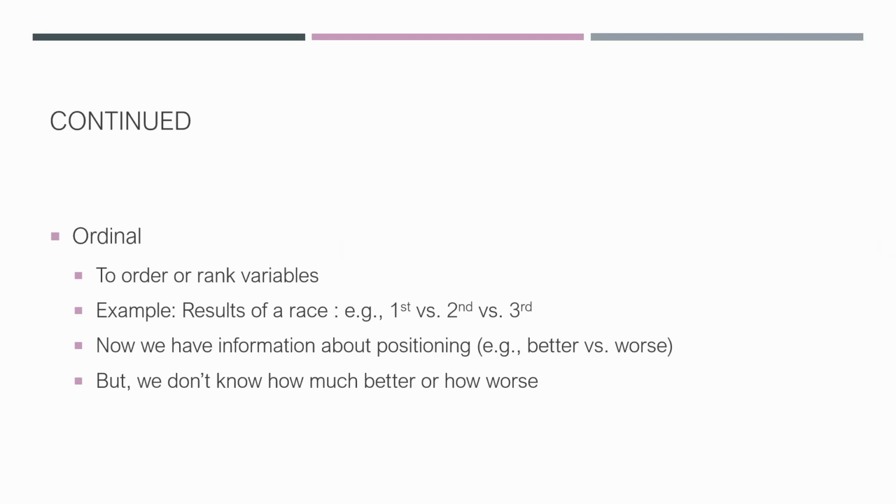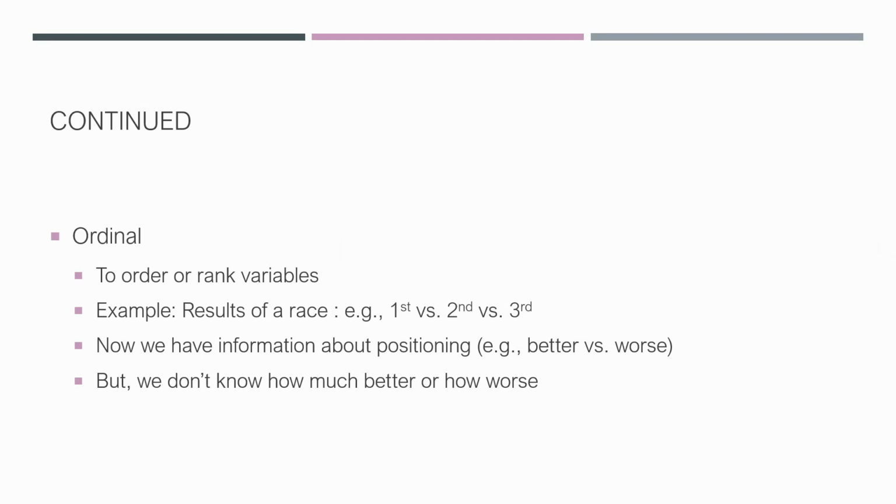Okay, the example that I have here can be the results of a race. So for example, we have a first place finisher, a second place finisher, or a third place finisher. Now, not only are there groups, right? So there's the first place, the second place, and the third place group.